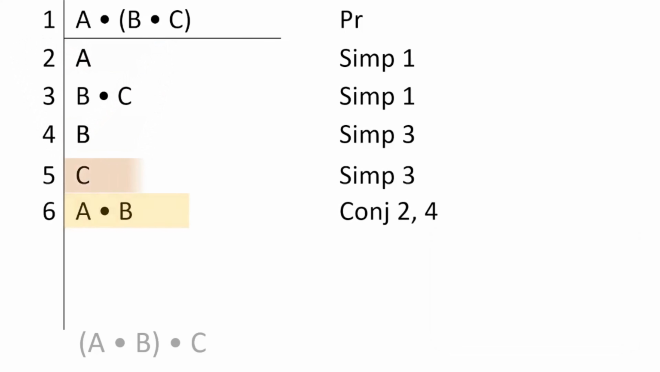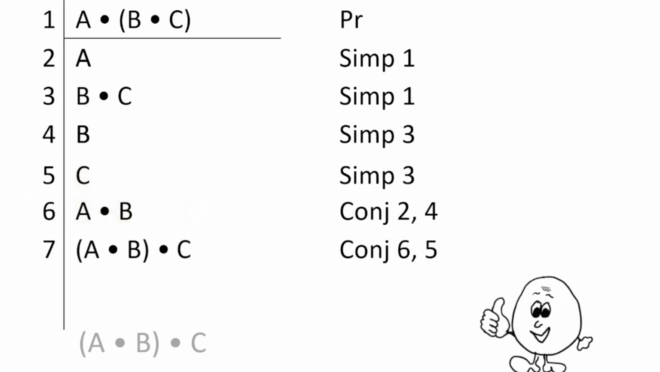And now the final step. To obtain the conclusion, we need the conjunction A and B, which we have in line 6, and C in line 5. So we've finished the proof.